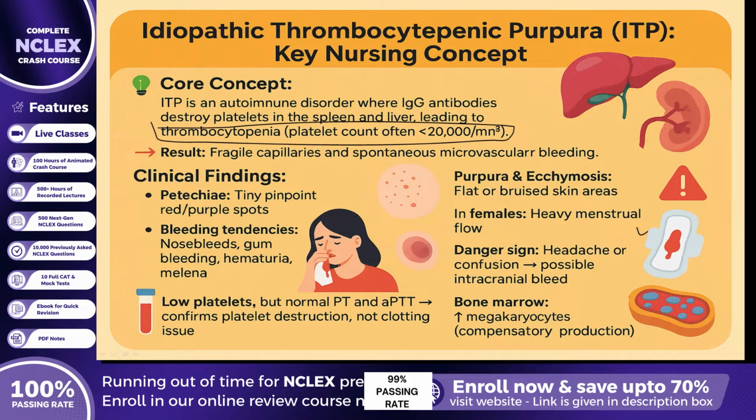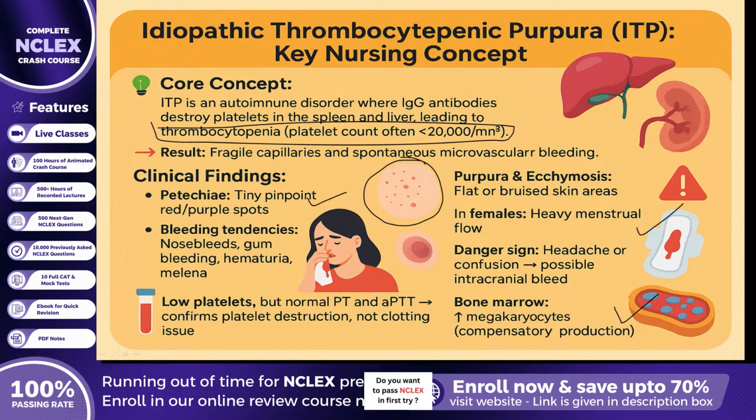During physical examination, the nurse should expect to observe petechiae, which are tiny pinpoint red or purple spots, along with purpura, which are larger flat discolorations, and ecchymoses, which are bruised areas. These are classic indicators of bleeding into the skin and mucous membranes due to the absence of platelet plugs. Clients may also exhibit spontaneous nosebleeds, bleeding gums, hematuria, or melena.